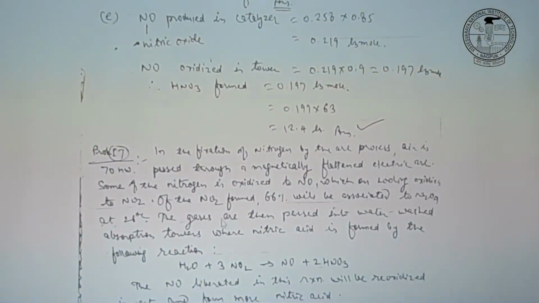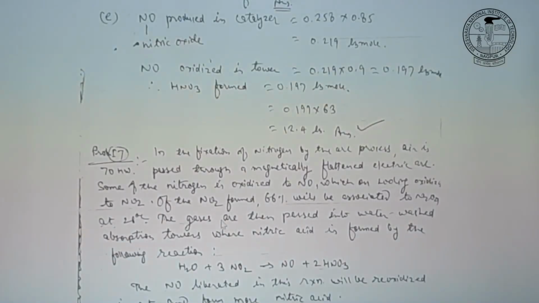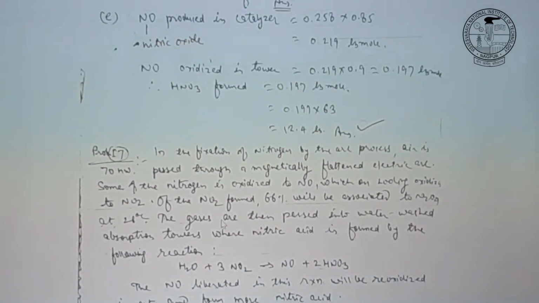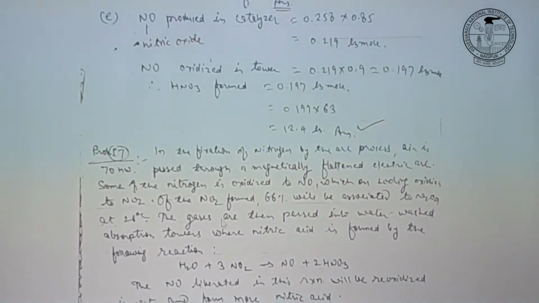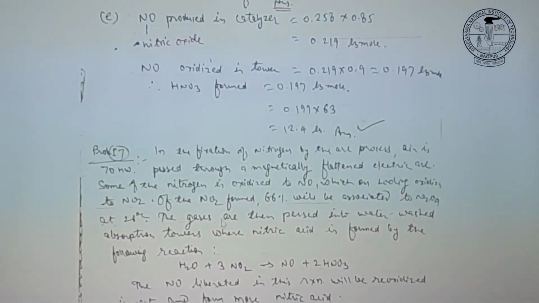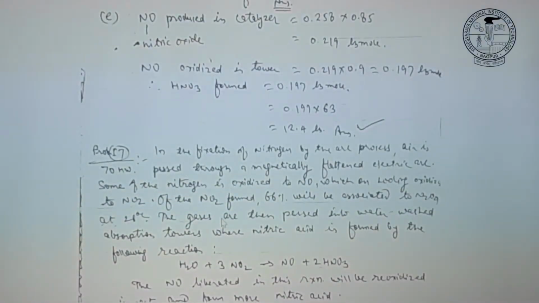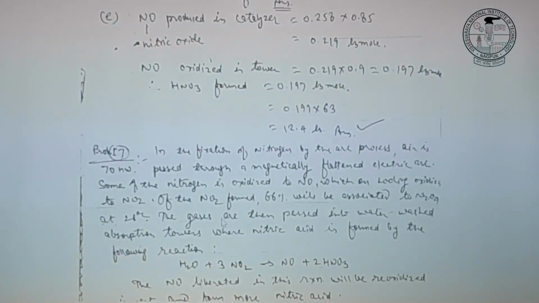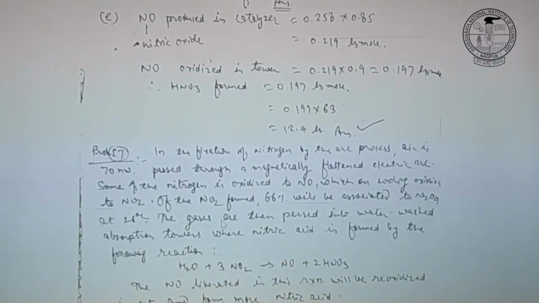Now the weight has been asked. Generally weight is given in lb or gram or kg or ton. So we have to use the molecular weight of HNO3, that is 63, multiplied by 0.197, so 12.4 lb of HNO3 will be produced.